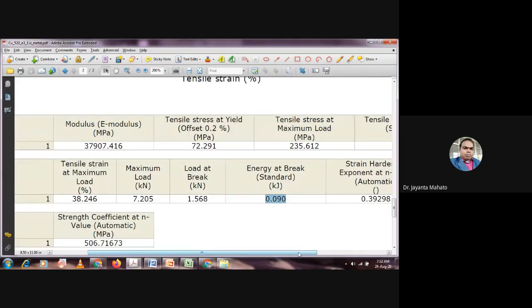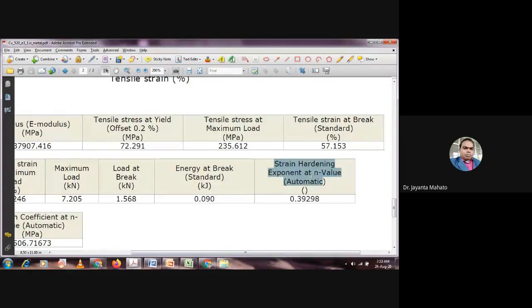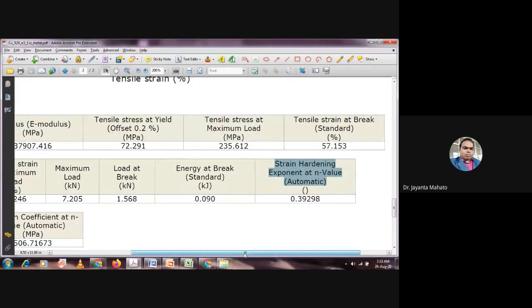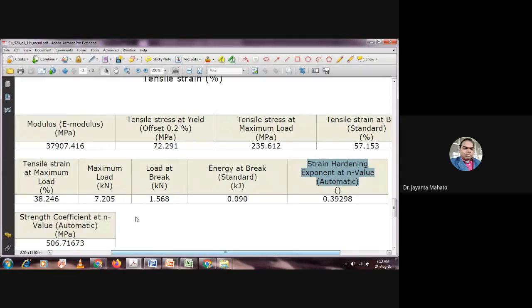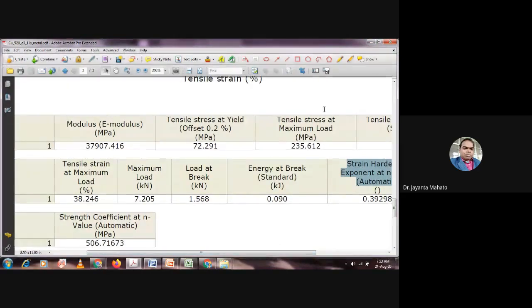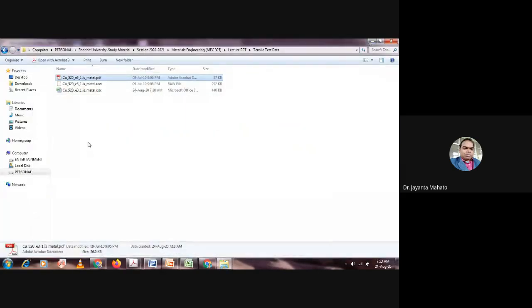And another value you can get is the strain hardening exponent n. So this is the hardening exponent, and we will tell what n is in the next class. Later I will tell. So this is the PDF file. This file will automatically generate, and another file, this raw file, will also generate.